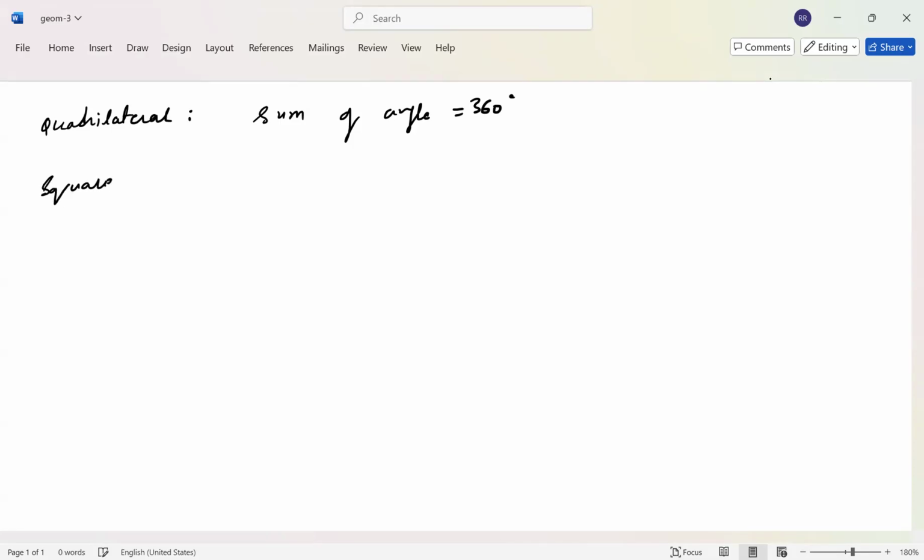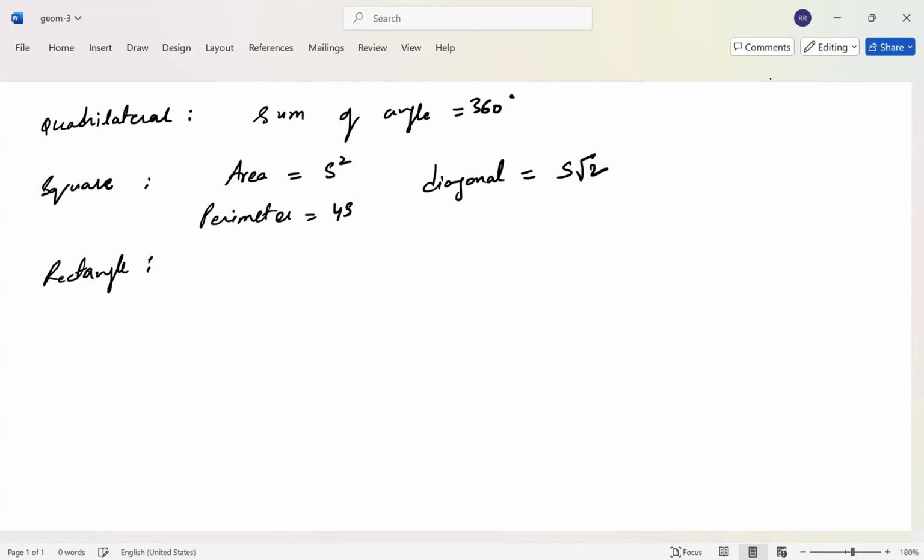Now coming to the square, area of the square would be side square, perimeter, 4 into side. Square, all sides equal, all angles equal, each angle would be 90 degrees. And the diagonal of a square is equals to S root 2.